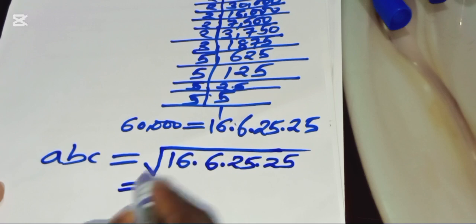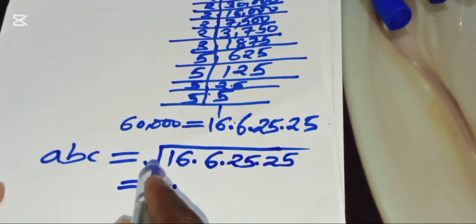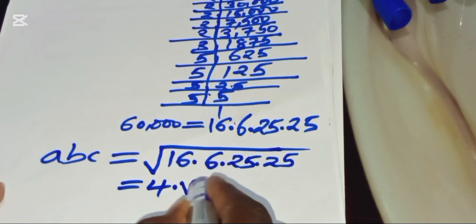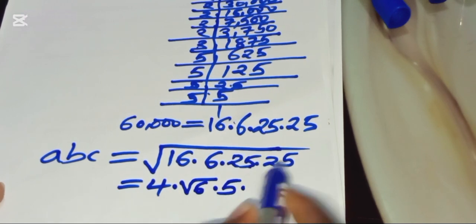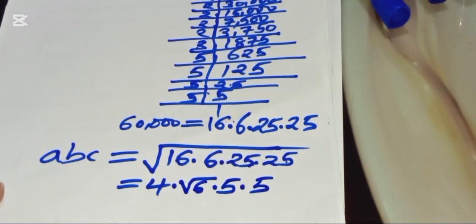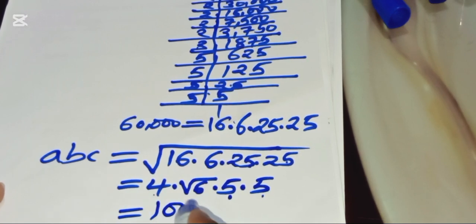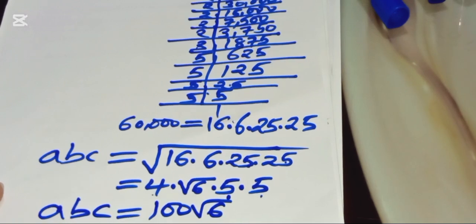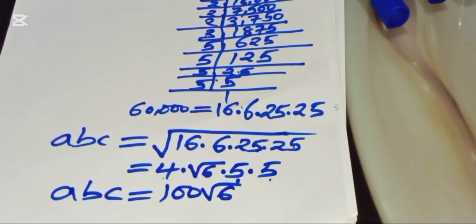So from here, we find that the square root of 16 is equal to 4. Now we'll have the square root of 6. This is the square root of 6 multiplying by the square root of 25, which is 5, multiplying by the square root of 25, which is equal to 5. Okay, so from here we'll have 4 times 5, 20, times 5, and this is equal to 100 square root of 6. Now this is the value of ABC. So let's determine the corresponding values of A, B, and C as follows.